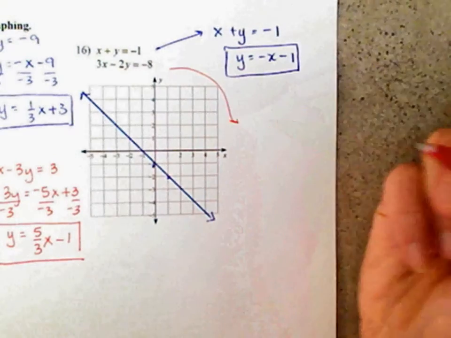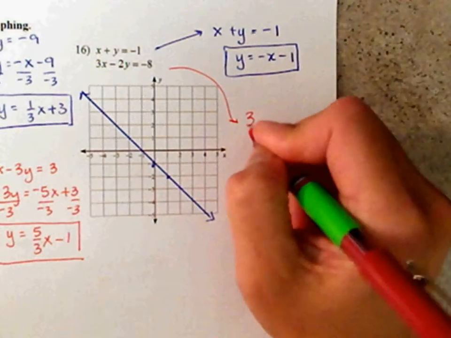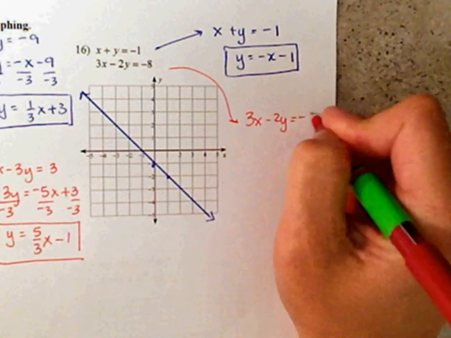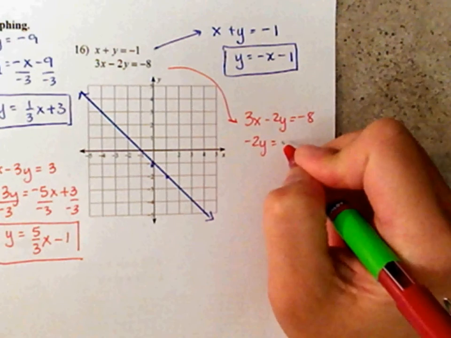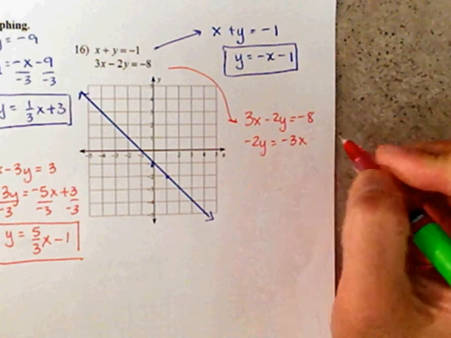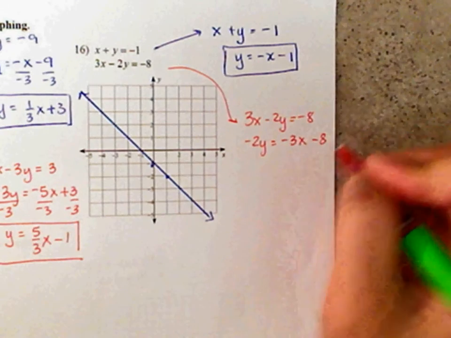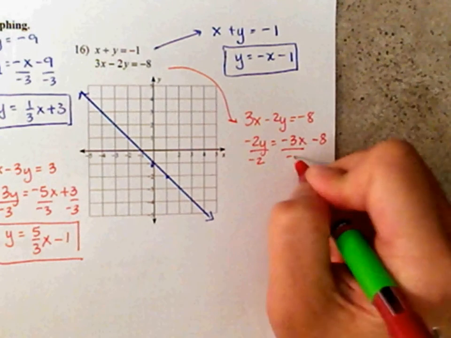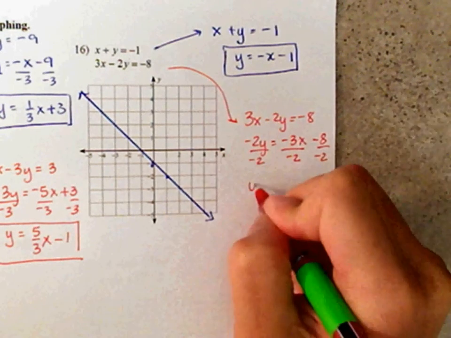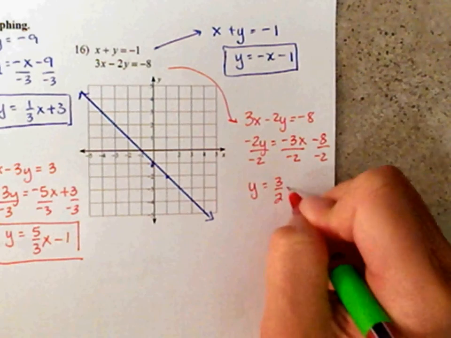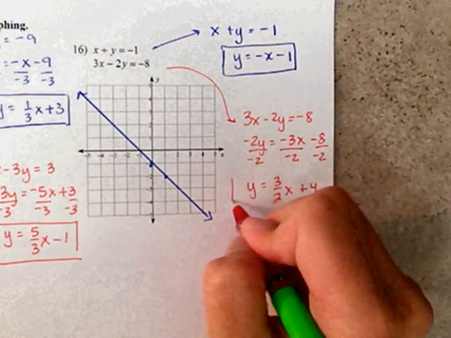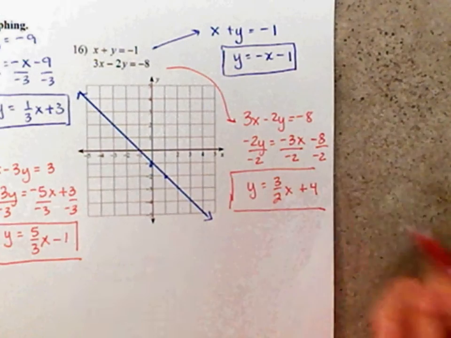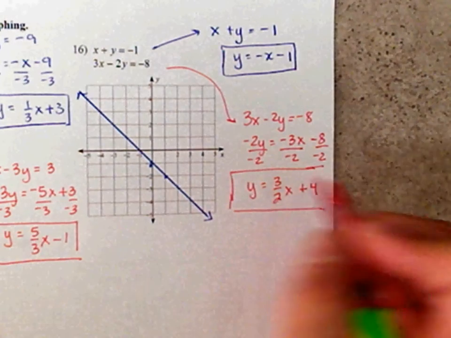Rewrite that in slope-intercept form also. 3x minus 2y is equal to negative 8. Subtract 3x from both sides. Negative 2y is equal to negative 3x minus 8. Divide every one by a negative 2. So y is equal to 3 over 2x plus 4. Plot that line. You are at positive 4.